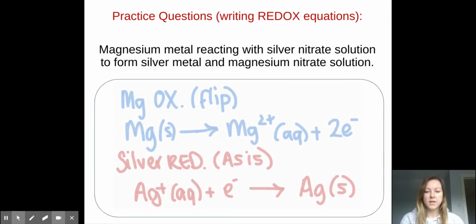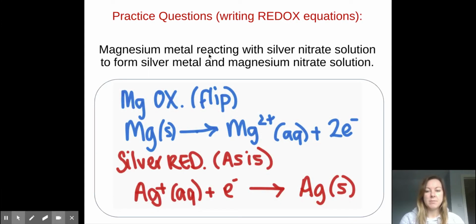So first of all, like I said, the magnesium in page 12 of your data booklet is being oxidised. It is above silver, so that means it's going to be oxidised. So we write the equation on page 12 flipped. This ends up with magnesium solid gives magnesium 2 plus aqueous plus 2 electrons.